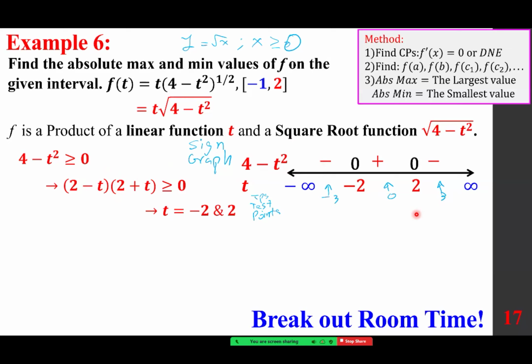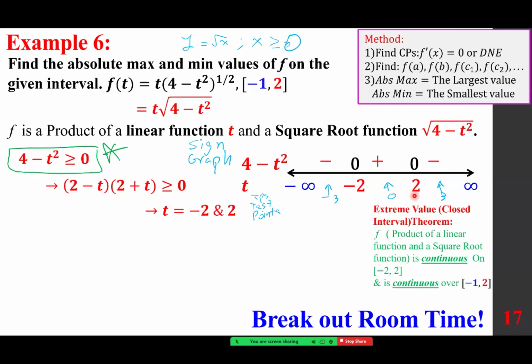Then we go back to the restriction. The restriction says we need this to be positive. So we can only see the domain where it says positive here, which is from negative 2 to 2. So we say f is the product of a linear function and a square root function. It's continuous from negative 2 to 2. That's all. And therefore, it's continuous in the given interval of negative 1 to 2. And of course, the endpoints are included because nothing is in the denominator.